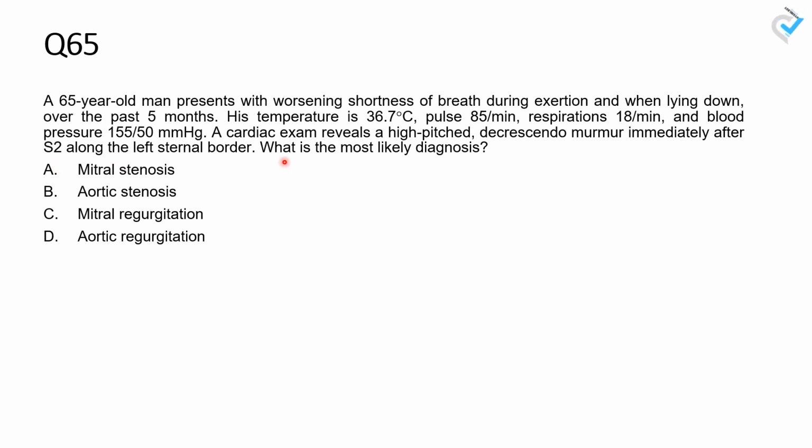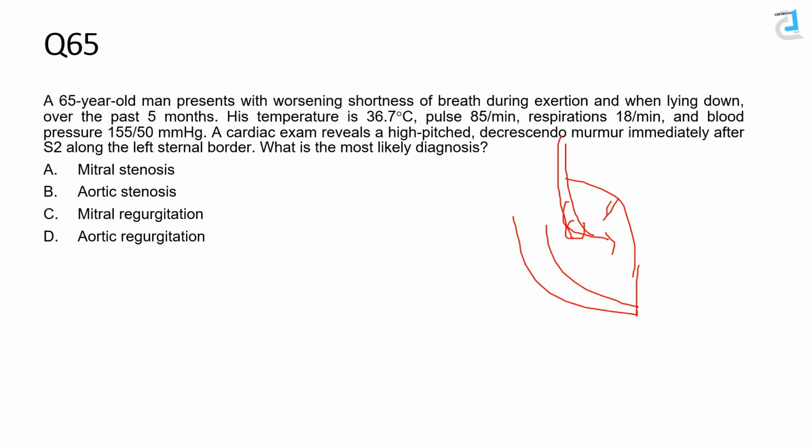It is heard along the left sternal border. Why is the aortic regurgitation murmur heard on the left sternal border? Because of the direction of the backflow of the blood. We have the left ventricle, and we have the aorta. The blood flows back in that direction, towards the left, so the turbulence is towards the left. That's why we hear the murmur on the left sternal border. So which is the most likely diagnosis? It will be aortic regurgitation again. Once we see this big pulse pressure, it's aortic regurgitation.